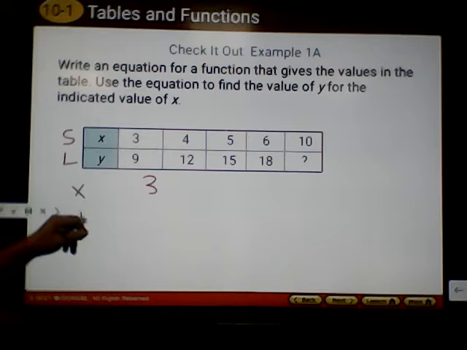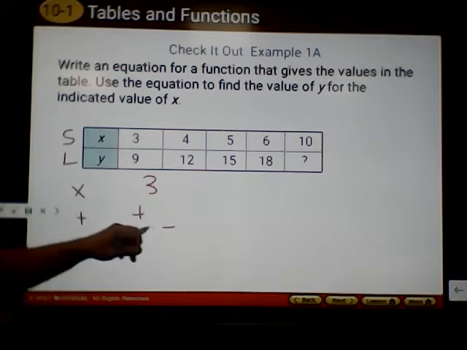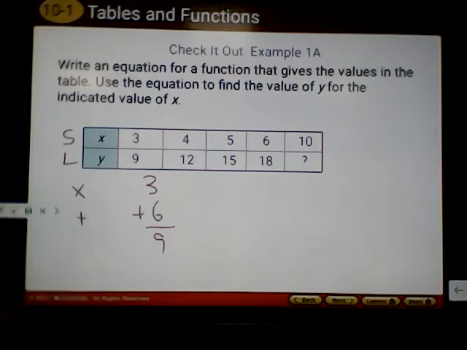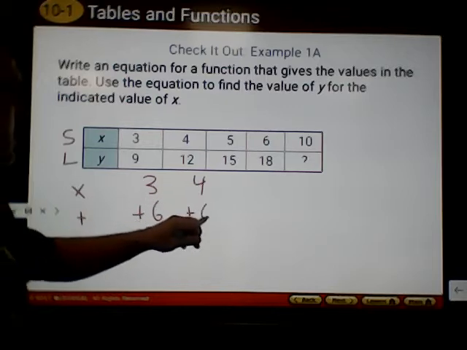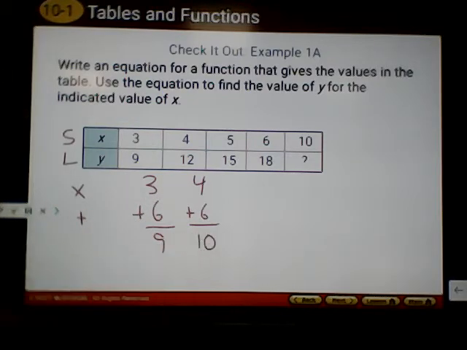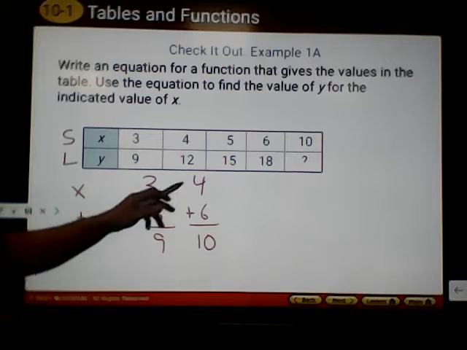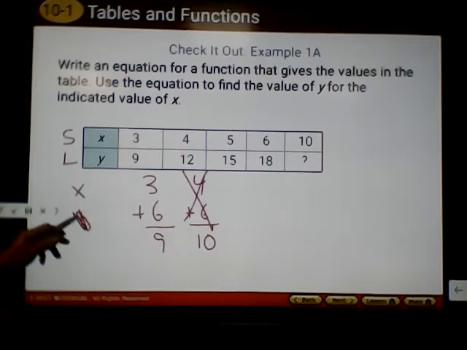So let's do adding. 3 plus what is 9? 6. So let's try this. 4 plus 6, do you get 12? No, you get 10. Therefore, it doesn't work. So we can scratch the plus sign out. That means we only have one operation to worry about now.